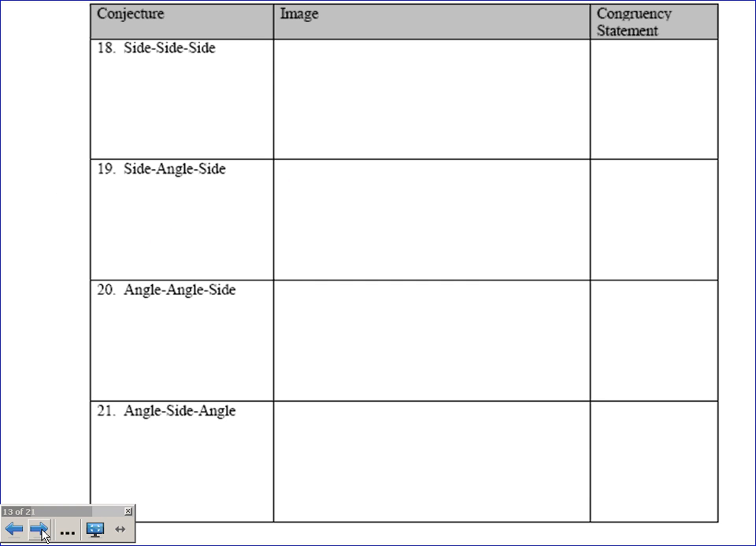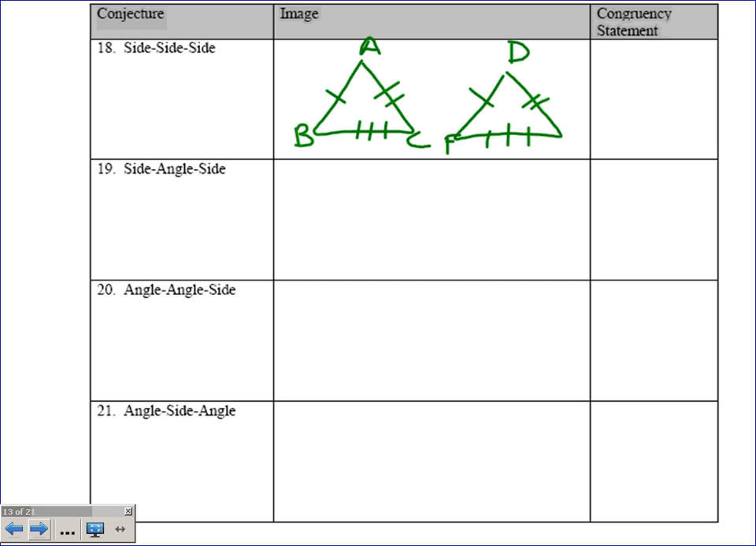Let's look at this page. Honestly, they just need the pictures and the congruency statements. Really quickly, check to make sure these make sense. It's worth 1 point each. This page is worth 4 points. There needs to be 2 triangles in each of these, otherwise it doesn't make sense. So for instance, if they have a triangle that looks like this, and they label it with letters like A, B, C, and then D, E, F, then they'd have to say triangle ABC is congruent to triangle DEF. That's what a congruency statement is.